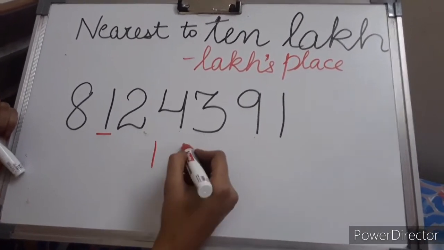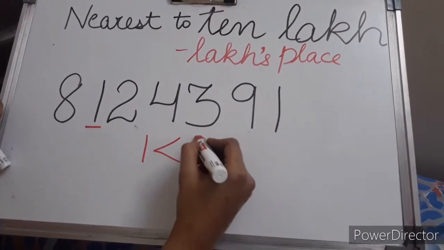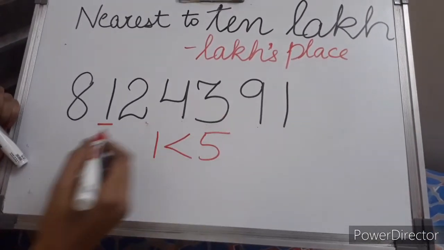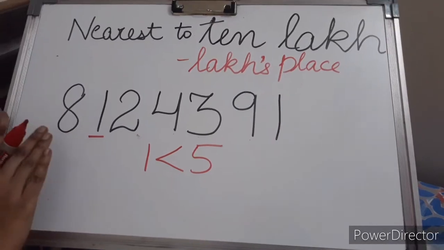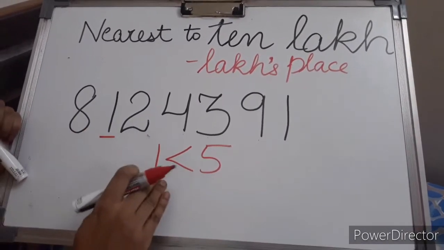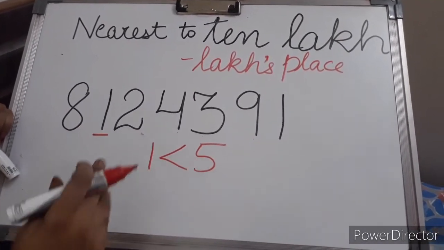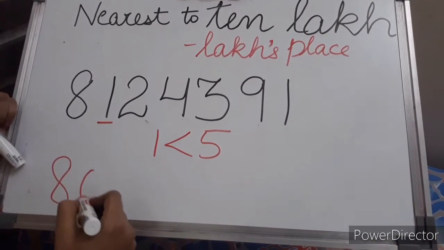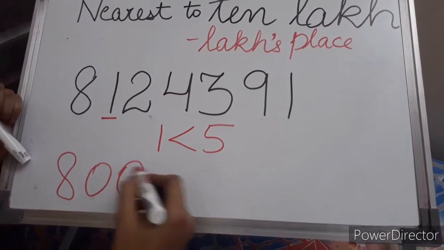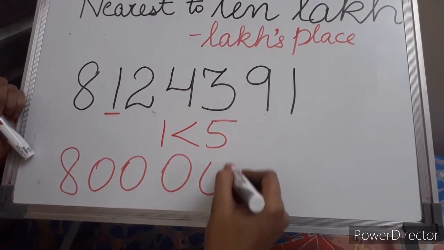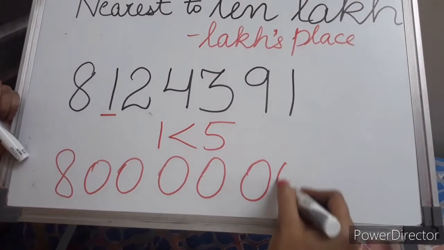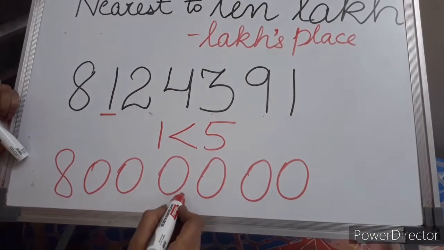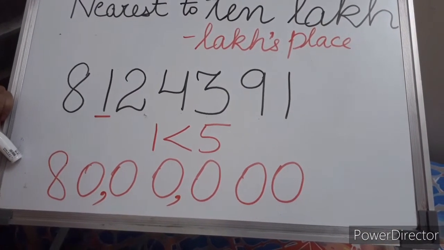So 1 is less than 5. So what we have to do here is keep this number unchanged. Why? Because 1 is less than 5. So our number will become 8 followed by zeros according to the digit. Our number is 80 lakhs.